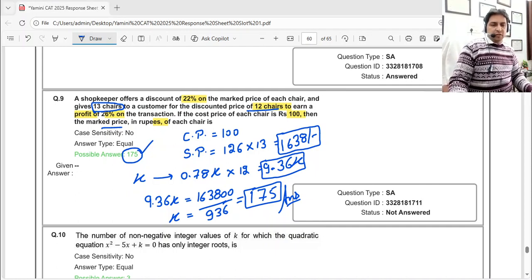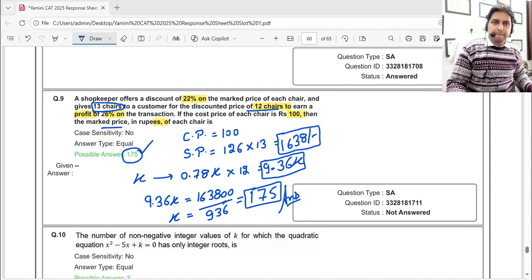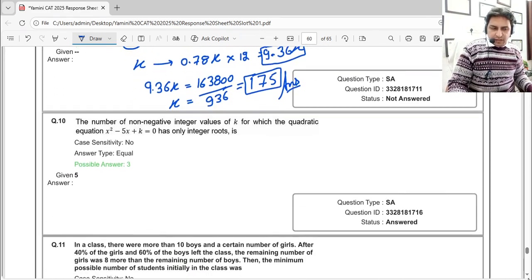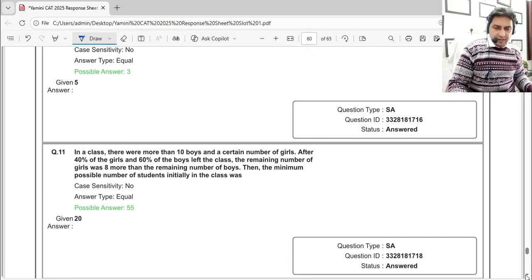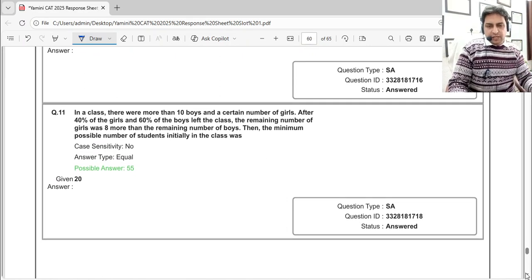So the arithmetic was quite easy in slot 1, I'll say. Let's go to the next one, not wasting much of your time. After the 9, this is question number 11. This is again arithmetic. More than 10 boys, a certain number of girls. After 40% of girls left, 60% of the boys left.